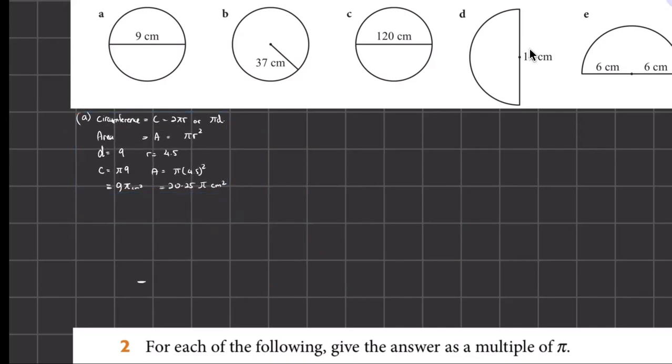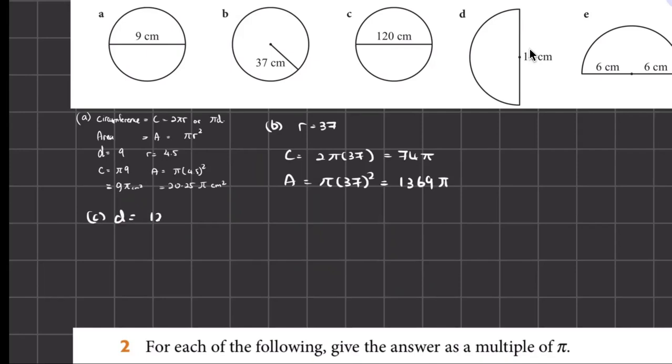Okay, there you go. Now, let's try to do the other one, B. Question B, we have our radius is equal to 37. So immediately just use circumference 2 pi r, 74 pi. Area pi r squared, 37 times 37, 1,369 pi.